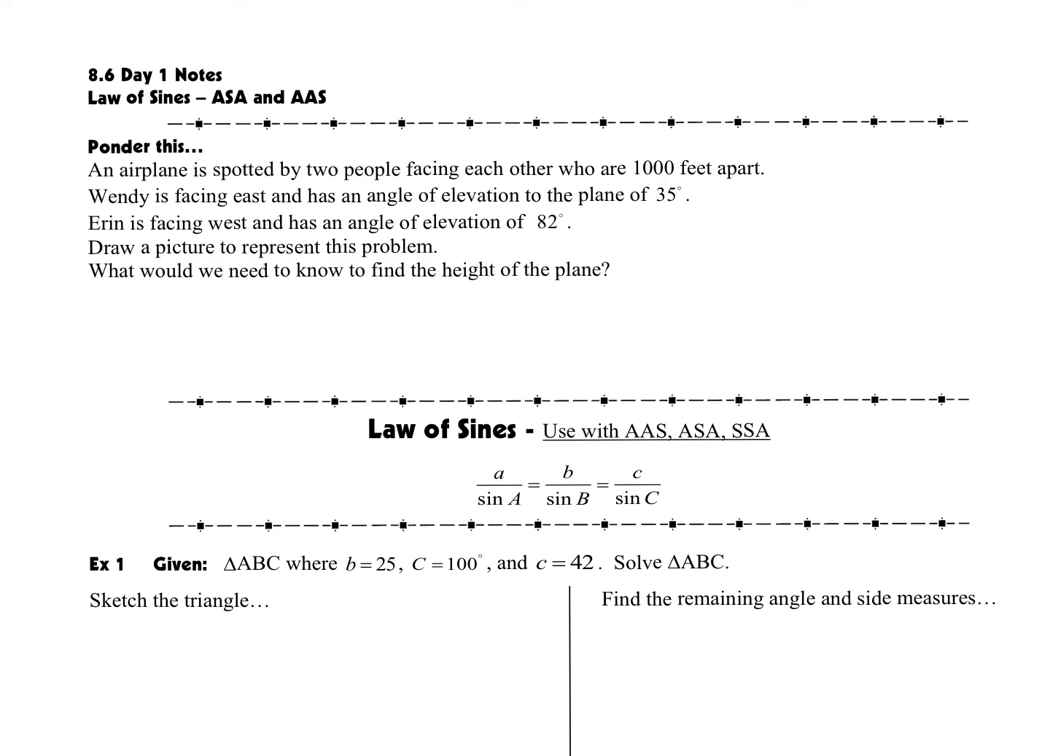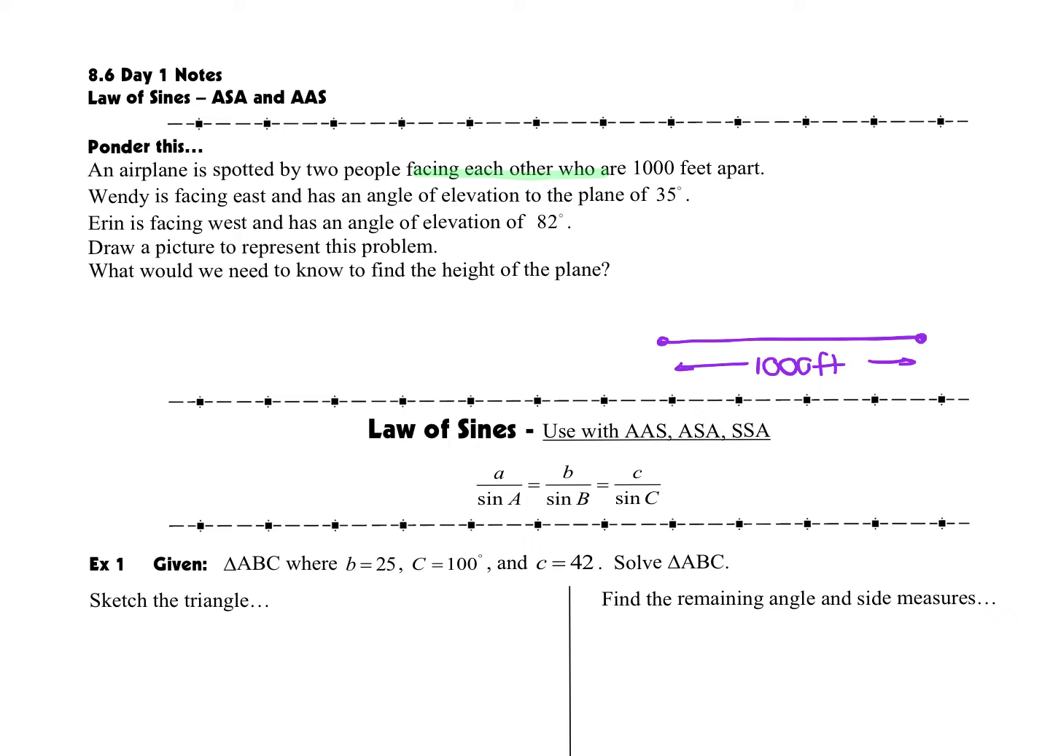So in this first problem, we've got two people and they're going to be facing each other. It's important to note that they are facing each other. Otherwise, this problem can be done in a variety of ways. So we're going to have two people who are facing each other and they're 1,000 feet apart. So we're going to first represent that. We'll have one person on this end, another person over here, and they're going to be 1,000 feet apart.